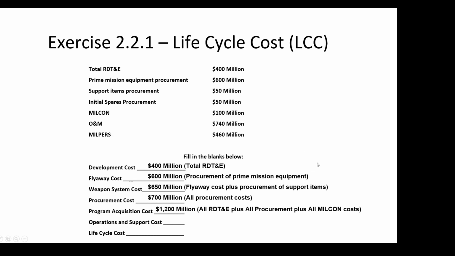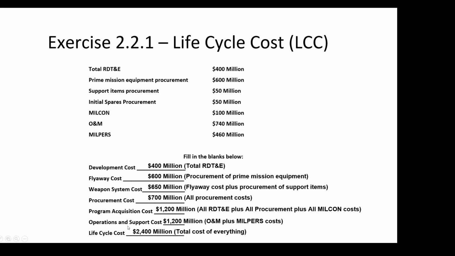All right, so what makes up my operations and support? I said my operations and support is my O&M and my MilPers. So I need to add these two numbers, the 740 and the 460, and we get another 1,200 million. And my life cycle cost is adding up everything, and that comes to 2,400 million. Total cost of everything. So for the life cycle of this development, this acquisition project, it's going to cost $2,400 million.